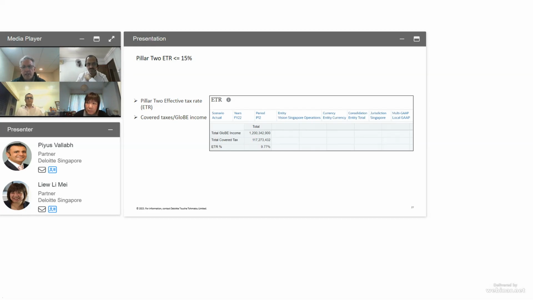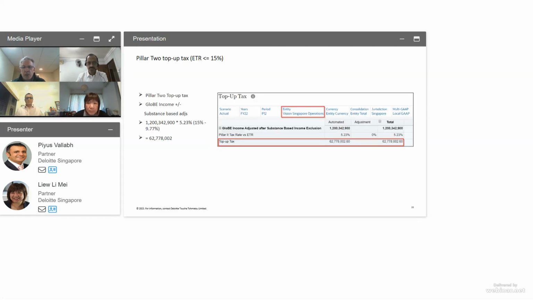And let's take a look at the top-up tax calculation for this company. Now we're pulling in the globe income adjusted for substance-based income exclusion for payroll and intangibles. And we're also calculating and showing the Pillar 2 rate versus the ETR. So 15% minus the 9.77% gives you the 5.23% and the calculated top-up tax value.